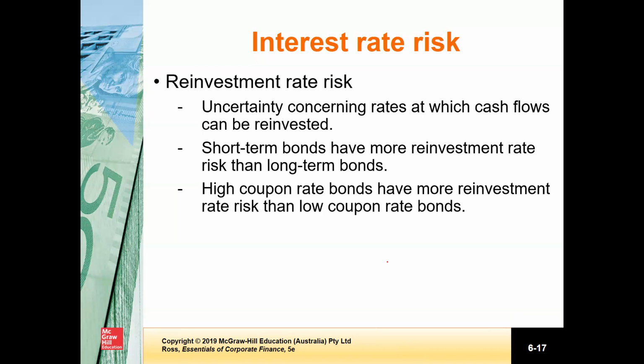Like if you have a bond, you calculate the required rate of return, for example, 10%. It is implicitly assuming that the interim cash flows, for example, the yearly coupon that you receive, will be reinvested at this rate. However, they will be reinvested at the prevailing interest rate at that time, which may be lower. So if this risk is there, then it is called reinvestment risk.